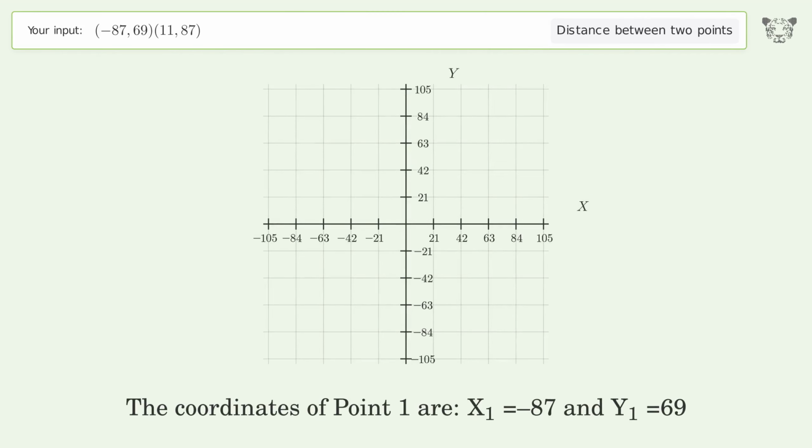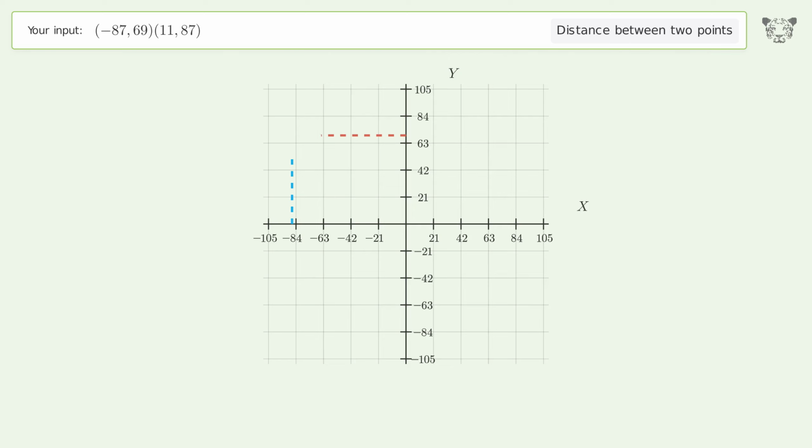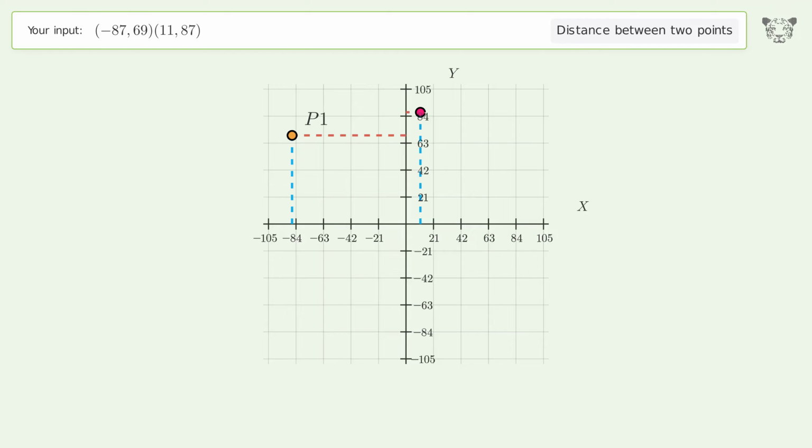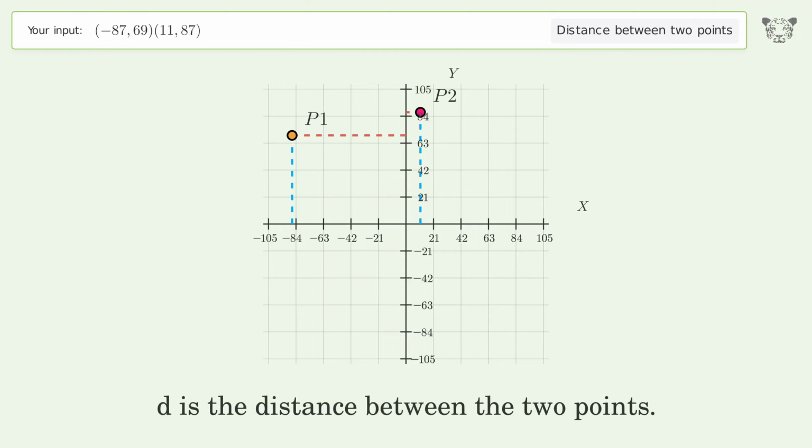The coordinates of point 1 are, x1 equals -87 and y1 equals 69. The coordinates of point 2 are, x2 equals 11 and y2 equals 87. D is the distance between the 2 points.